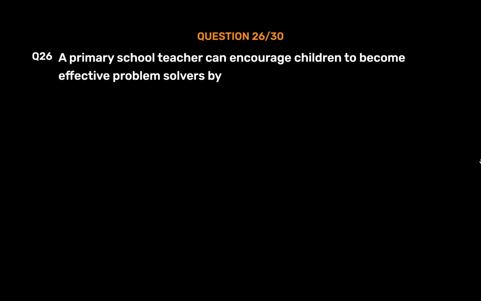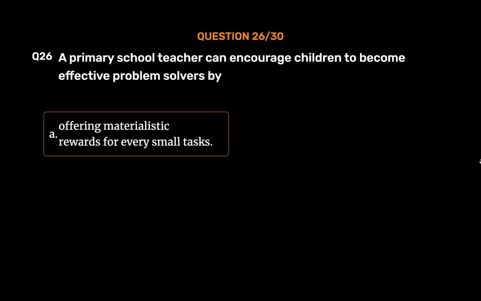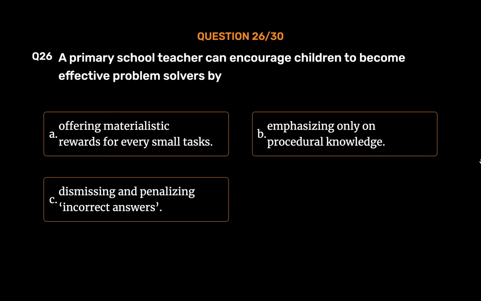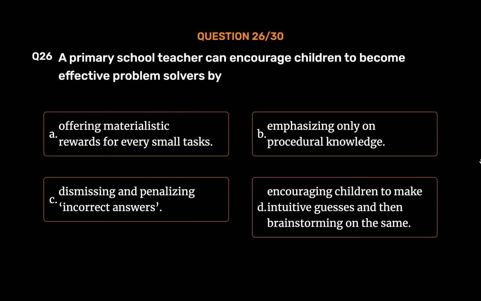Question number 26. A primary school teacher can encourage children to become effective problem solvers by: Option A. Offering materialistic rewards for every small task. Option B. Emphasizing only on procedural knowledge. Option C. Dismissing and penalizing incorrect answers. Option D. Encouraging children to make intuitive guesses and then brainstorming on the same. The correct answer is Option D. Encouraging children to make intuitive guesses and then brainstorming on the same.